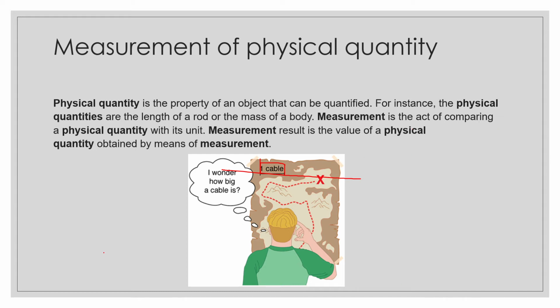For instance, physical quantities are the length of a rod or the mass of a body. Measurement is the act of comparing a physical quantity with its unit. The measurement result is the value of a physical quantity obtained by means of measurement.